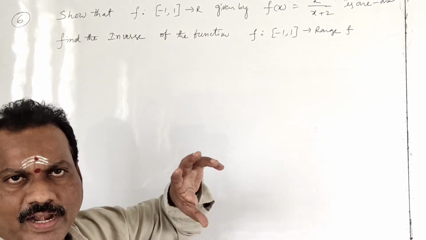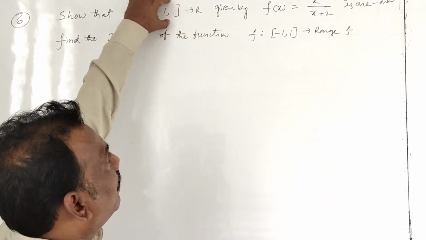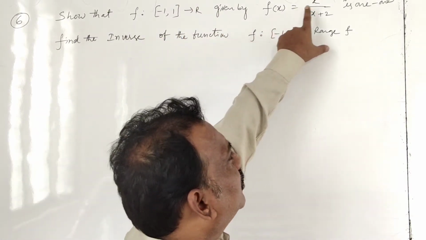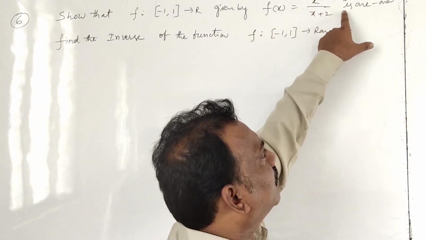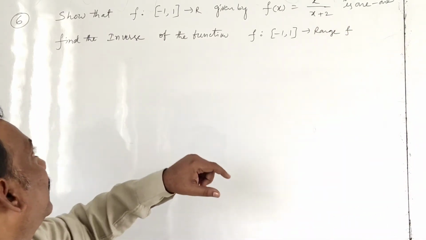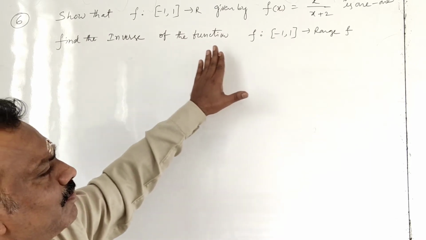That means we have infinite values. Those are domain. This is codomain, given by f of x is equal to x by x plus 2 is 1-1. First we have to prove it is a 1-1 function. After that, find the inverse of the function.